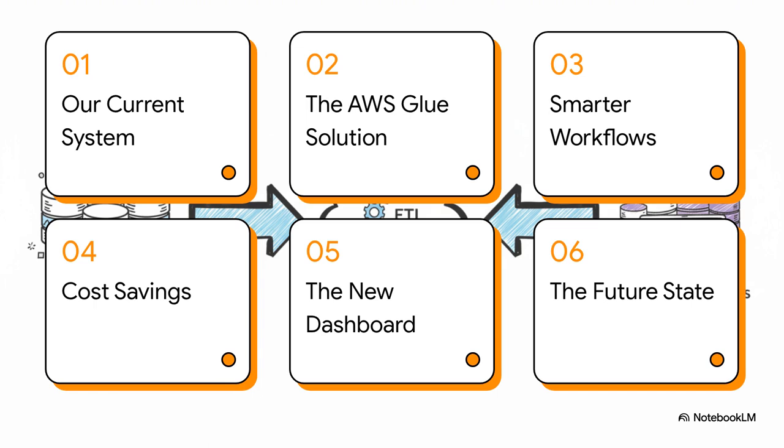So here's how we're going to break it down. First, we'll look at our current system. Then, we'll introduce the modern solution with AWS Glue. We'll also cover the smarter workflows and unlocks, the whole new cost model, the dashboard we've built, and finally, what our fully modernized future is going to look like.